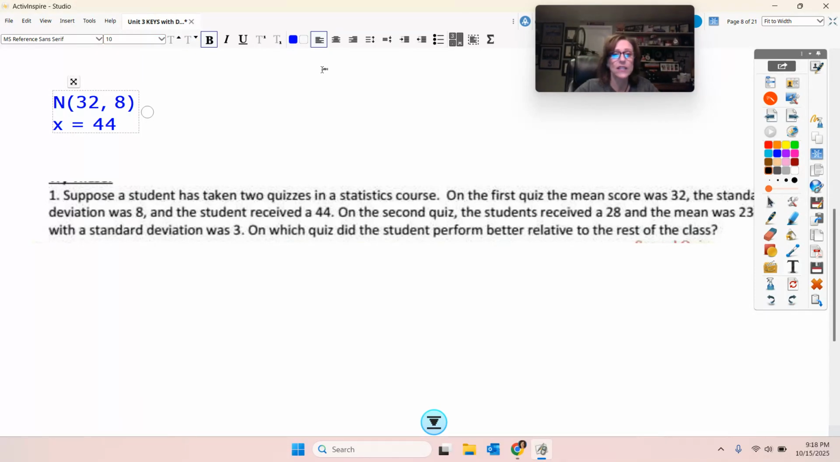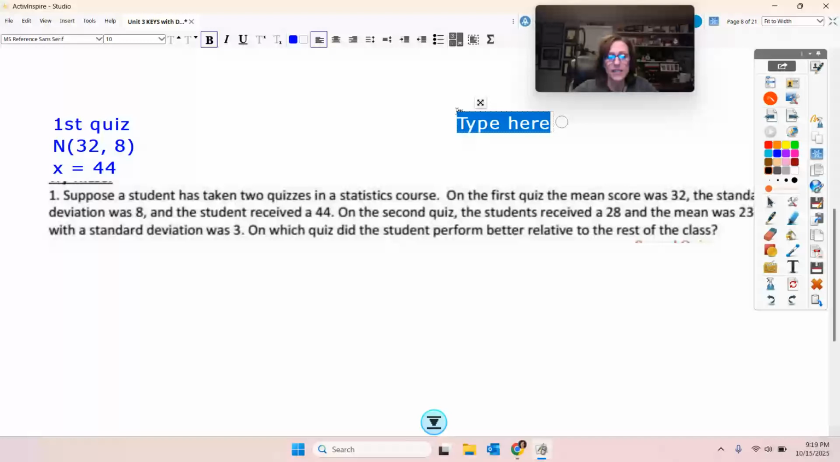All right, and then we have the second quiz, where we have the normal model, and the mean is 28. Oh no, the student receives a 28. So that actually means x is 28. But it follows the normal model with a mean of 23 and a standard deviation of 3. So these are different size curves.